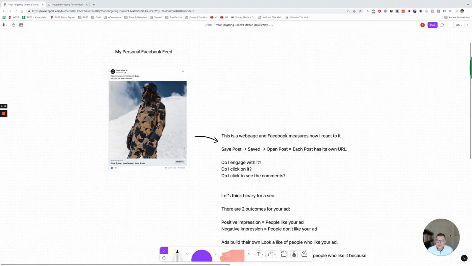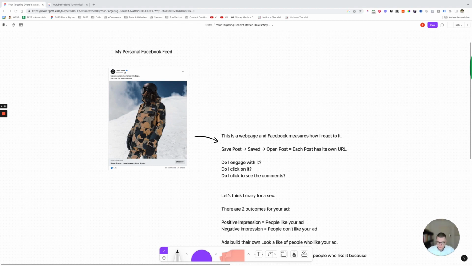Why your targeting does not matter at all. I'm going to give you a real life example from my personal newsfeed, and then we're going to go over the technical analysis side of things, and I'm going to show you how you should do targeting on Facebook. But yeah, let's get right into it.